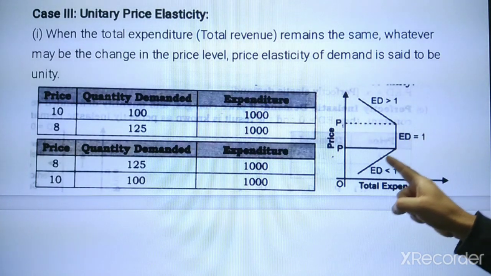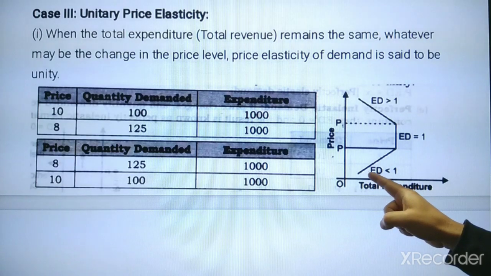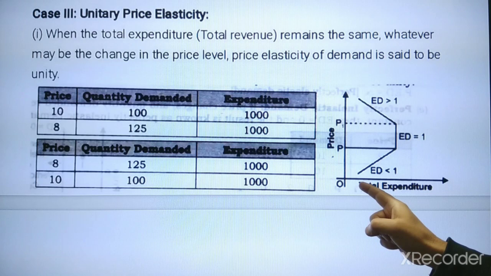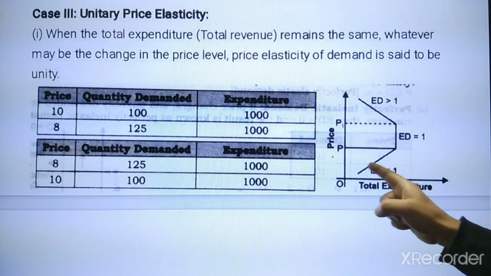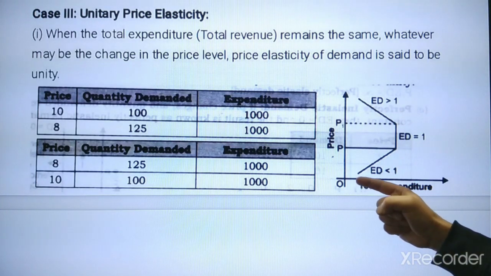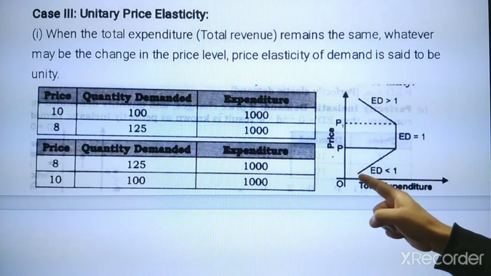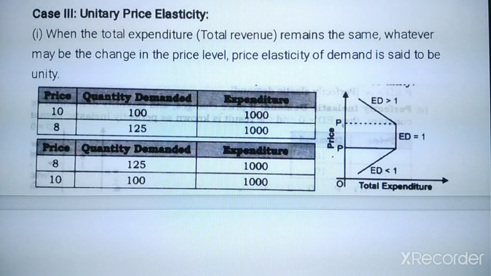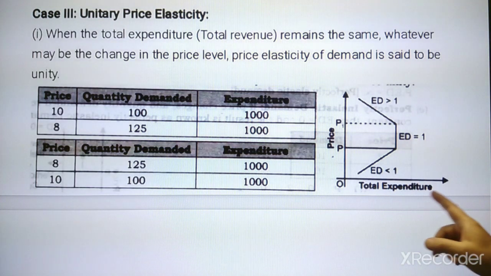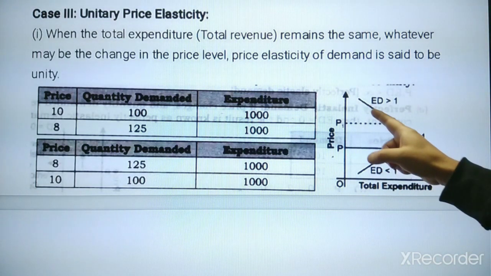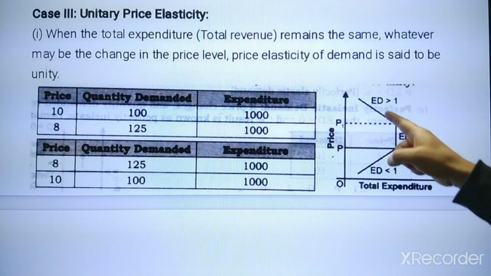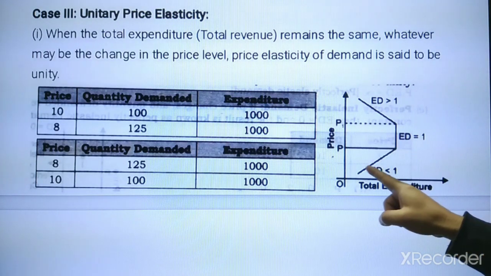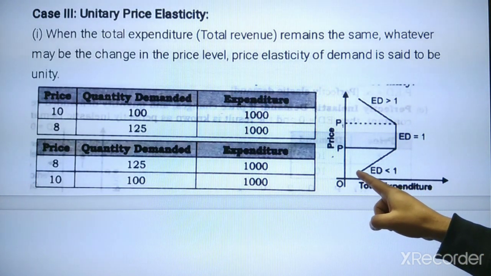Now in this part of the graph, you see the price is decreasing and total expenditure is also decreasing. So both are in the same direction. So this part indicates inelastic demand. So if it is asked to draw the graph between price and total expenditure, the graph will be like this. This part will indicate elastic demand, this will indicate unit elastic, and this part will indicate inelastic. Got it?